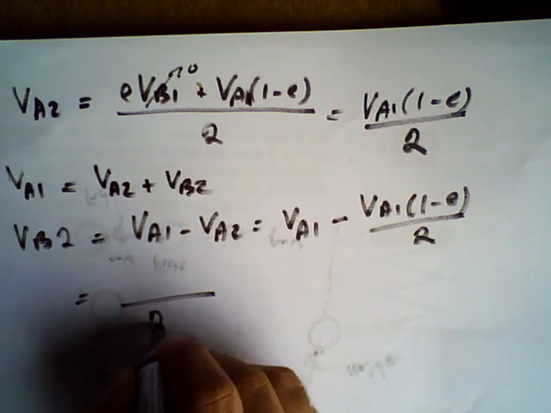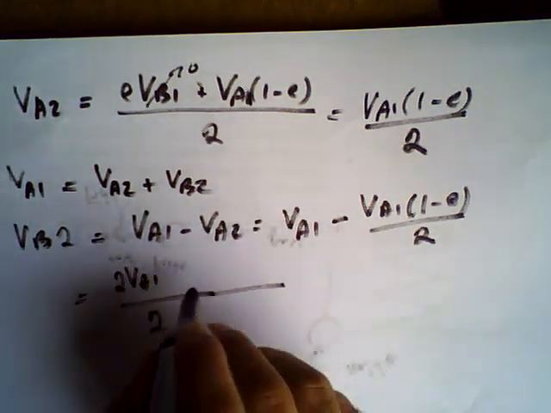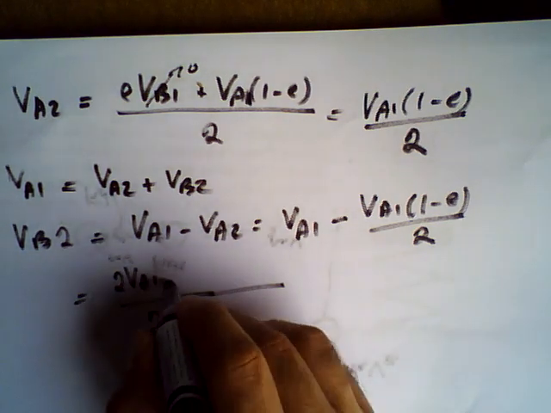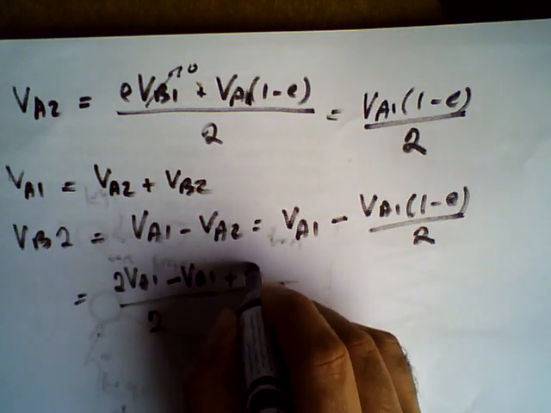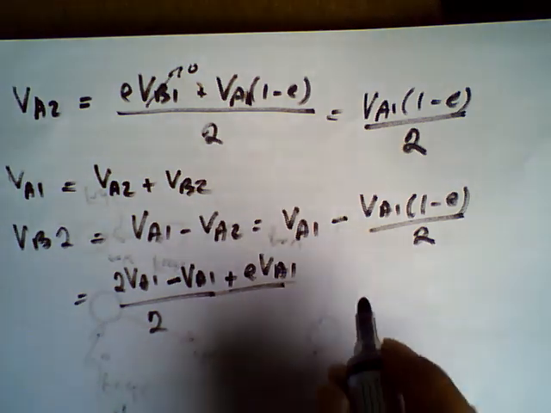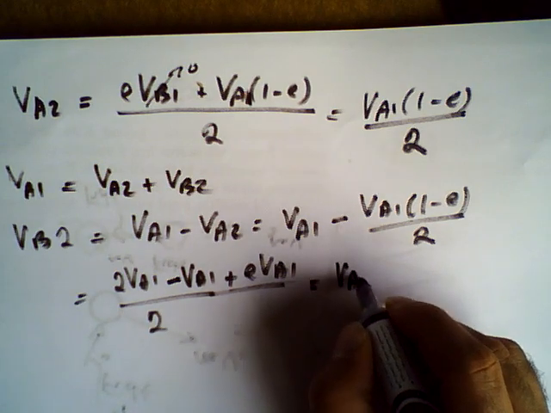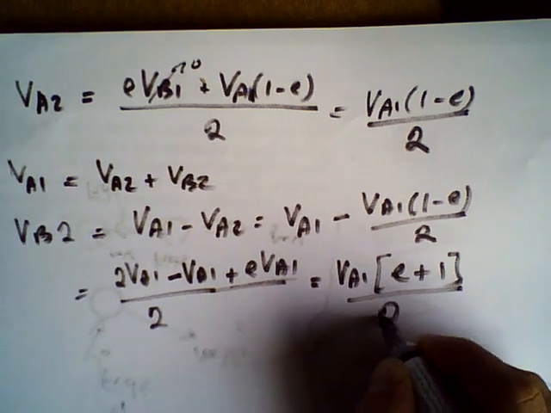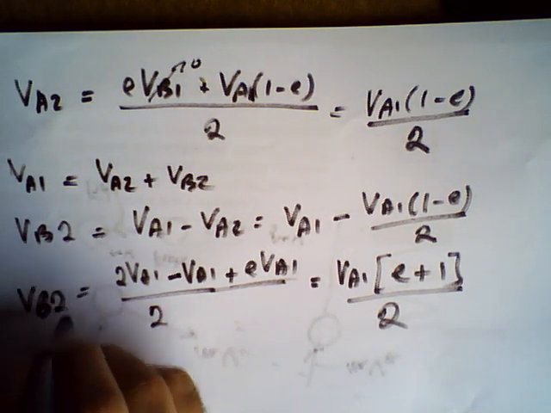VA1 minus VA1 plus E VA1 over 2, which is equal to what? It's going to be equal to VA1 times E plus 1, over 2. Okay, so this is going to be your VB2.